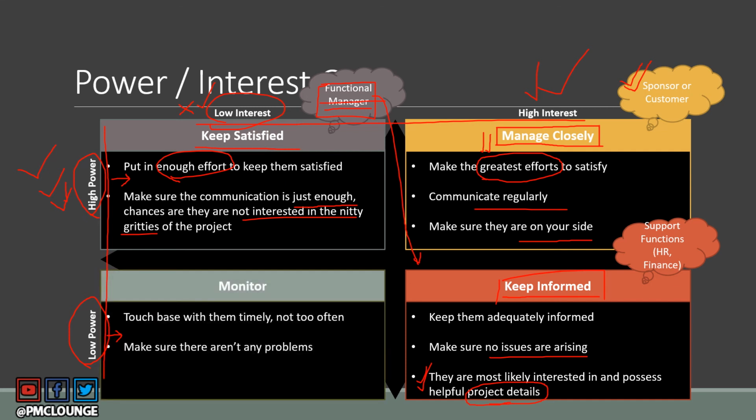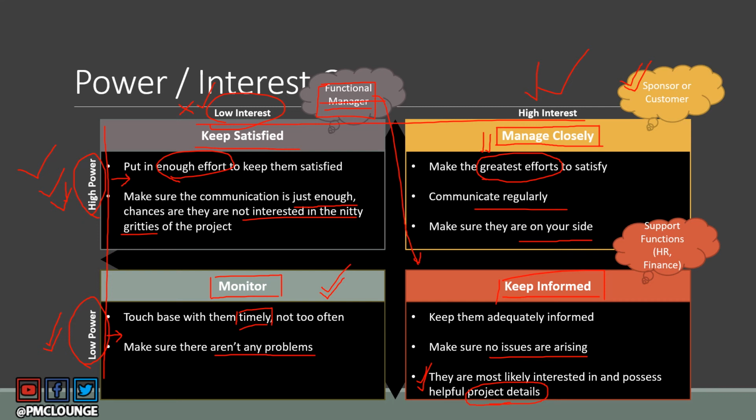Finally, you got low power and low interest. These are the stakeholders that you need to monitor closely. You need to touch base with them timely, but not too often. Once in 2 weeks, once a month is also fine. And you need to make sure that there aren't any problems. So they have very low influence on your project. They have very low interest in your project as well. But you need to make sure that you monitor them, and you need to make sure that no problems are arising in this section of stakeholders.